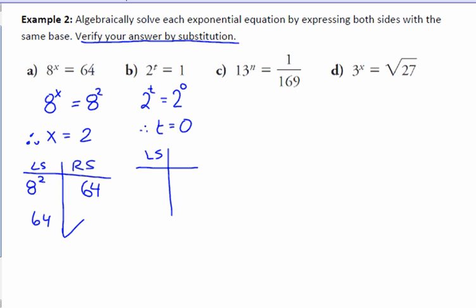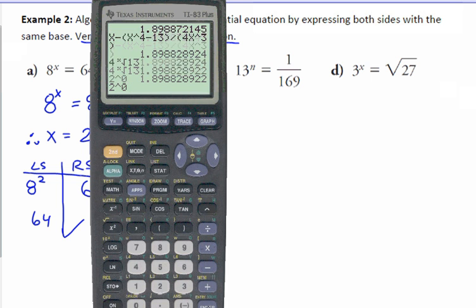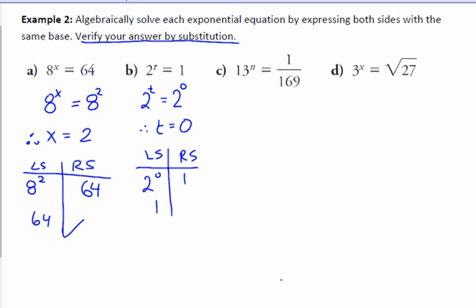So where do we go to check it? To the original. 2 to the 0 has to equal 1. Does it? You can plug it in if you want. Turn on your calculator helps. Yes, it's 1. So you have to show left side equals right side.